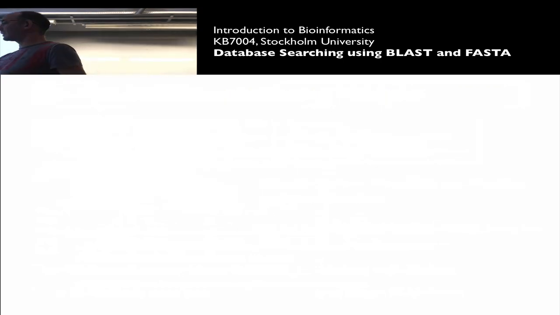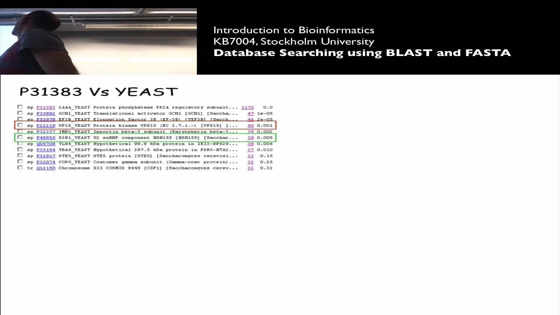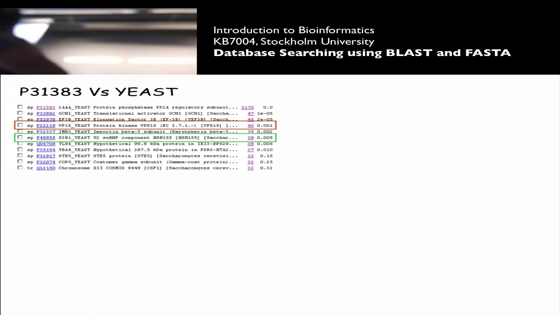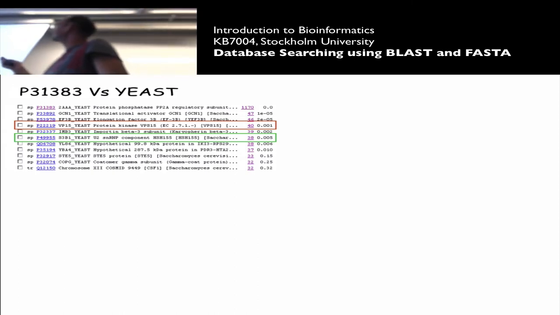So this is one example: you search for P31383, I guess from yeast. I don't know what it is, but you can understand it, because the first hit has an e-value of 0 and a score of 1170, so this is most likely the same protein. It is called 2AAA yeast protein phosphatase PP2A. So this is most likely at least extremely similar to the protein searched, with an extremely low e-value, less than 10 to the minus 99.